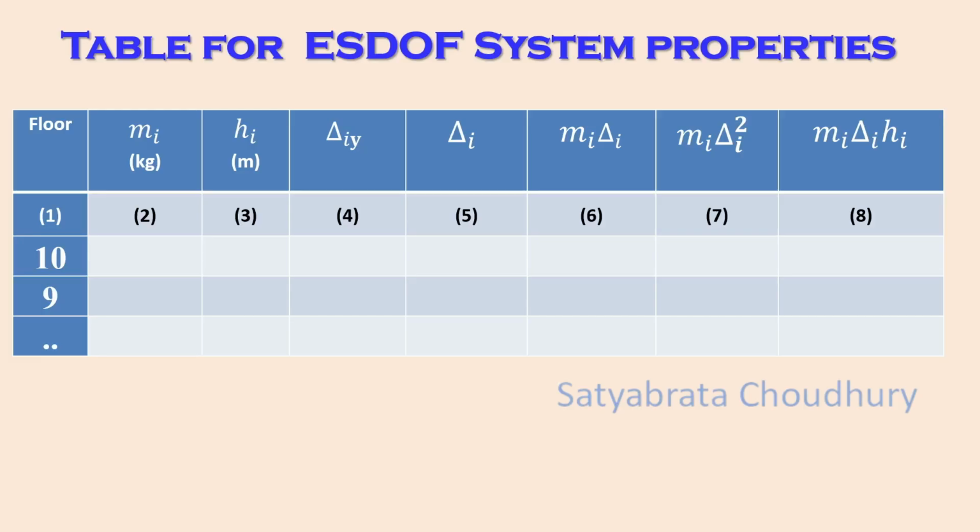So let us go to today's table for the equivalent single degree of freedom system properties, converting the multiple degree of freedom system to equivalent single degree of freedom system, so that finally all other steps will be taken up with this equivalent single degree of freedom system. So there are 8 columns in this table for mass, for height, for floor number also, then the yield displacement of the wall.